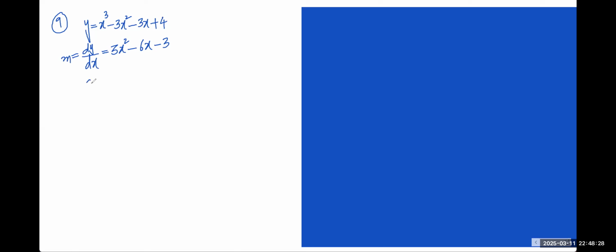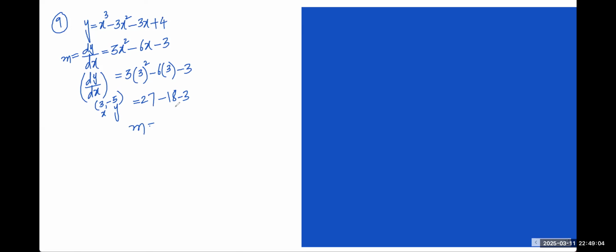Now this gradient we have to find out at a particular point which is given in our question, that is 3, minus 5. So in place of x and y we have to put only x, so we put here 3 into 3 square minus 6 into 3 minus 3. So it is 9, 3s are 27, minus 18 minus 3. So your m value is finally 27 minus 21 is 6. So your m value, your gradient, is 6.